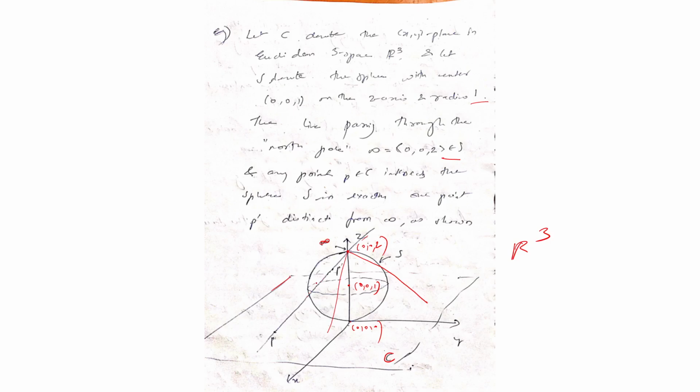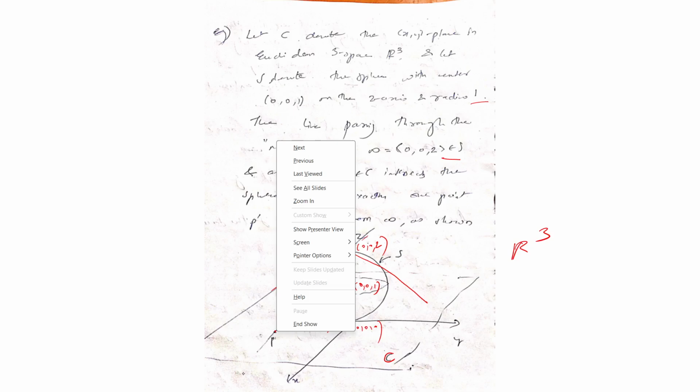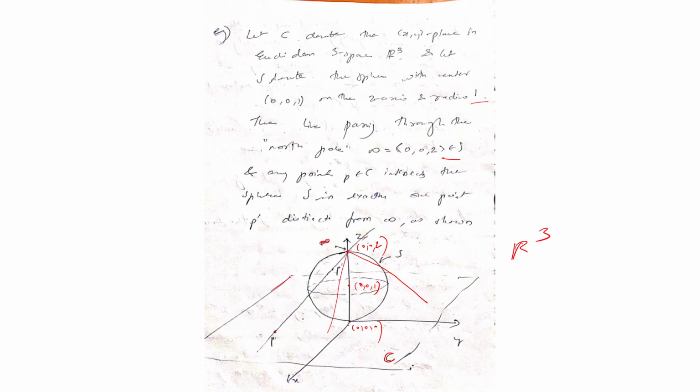After that, that line will pass through which point? At this point P, right? It will cut this plane C also, at some point P. Can you visualize it till now? Yes, ma'am. Okay, let me repeat it again. The line passing through the North Pole, infinity, that is 0, 0, 2, belonging to S, and any point P belonging to C, intersects the sphere S at exactly one point P dash.